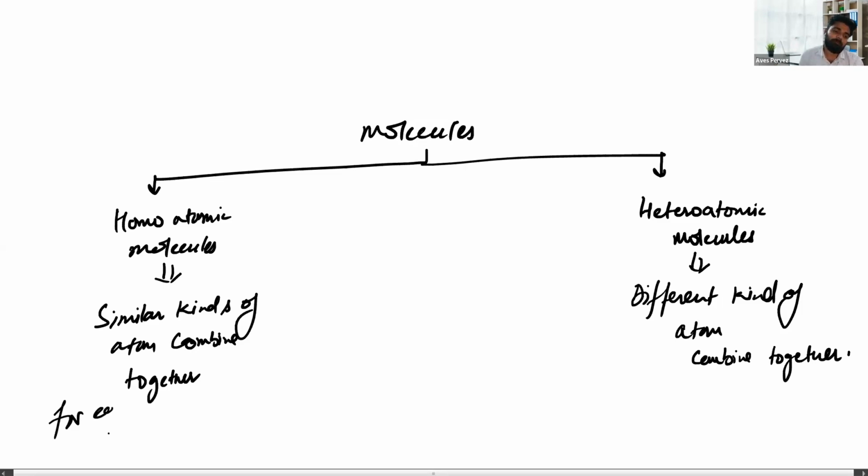For example, if I'm talking about similar kinds of atoms, for example, H2, O2, S8, Cl2, N2. So these are formed when two hydrogen atoms combine together, when two oxygen atoms combine together.